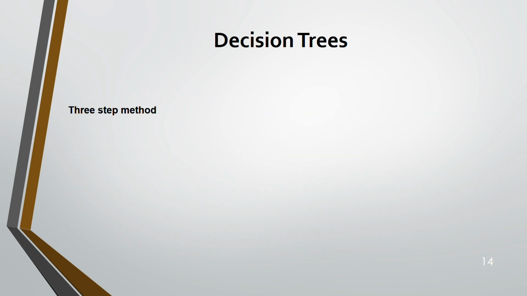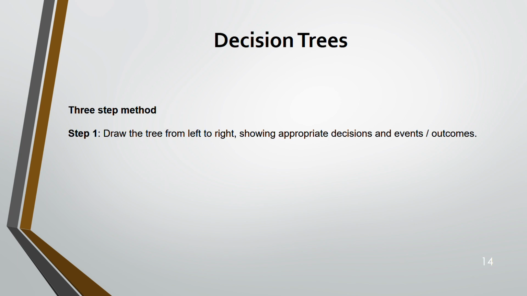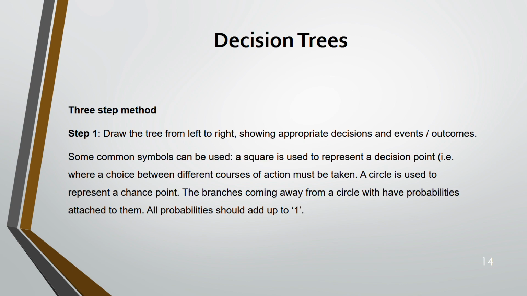Now, there are three methods here. First one, step one, draw the tree from left to right, as I told you, showing the appropriate outcomes. Step two, okay, this is explained. When we draw a decision tree, there are some symbols that you should know the meaning of. What is the meaning of square?